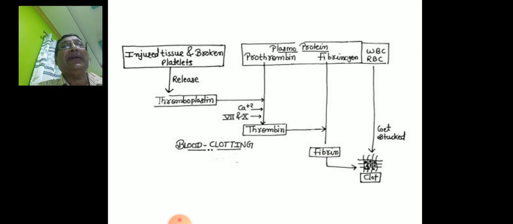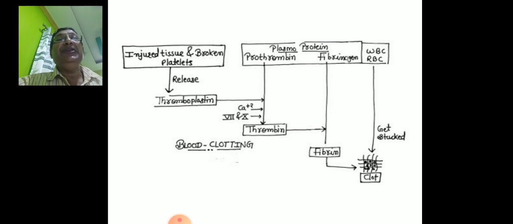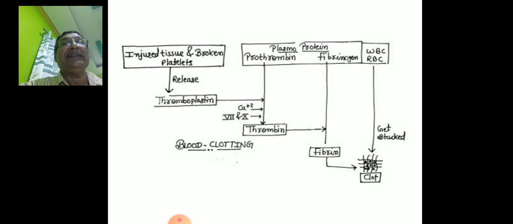So I have given one diagram. From the diagram you can understand what blood coagulation is. In this diagram, I have mentioned injured tissue and broken platelets. First, thromboplastin will be released at the spot of the injured blood vessel. Now this thromboplastin, with the help of calcium divalent ions and active factors 7 and 10, converts the plasma protein prothrombin into active thrombin. Prothrombin is the inactive protein and thrombin is the active protein.